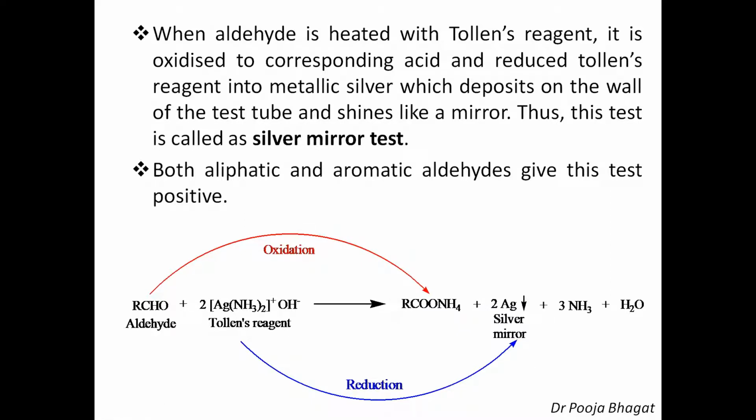These are the observations for the positive Tollens test: if you add Tollens reagent to the carbonyl compound and you get the blackish gray precipitate or the silver mirror, then it is a positive test for Tollens reagent and therefore the carbonyl compound is an aldehyde. And the advantage of this test is that it can be used for both aliphatic as well as aromatic aldehydes. That means both aliphatic and aromatic aldehydes give this test positive. I hope this test is clear to everyone.